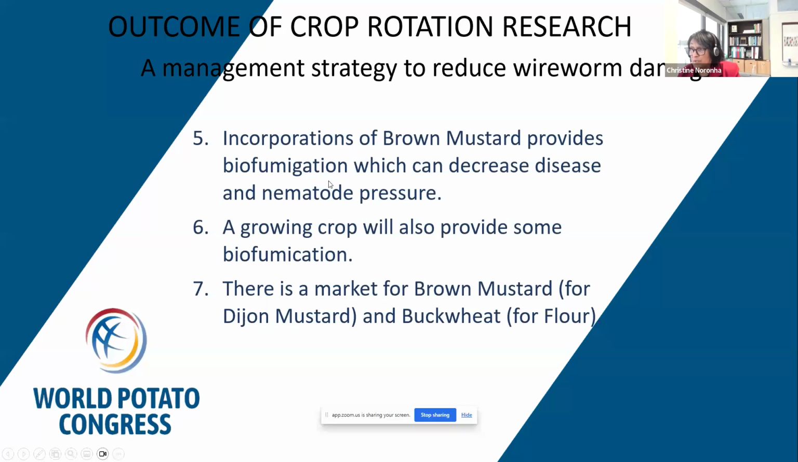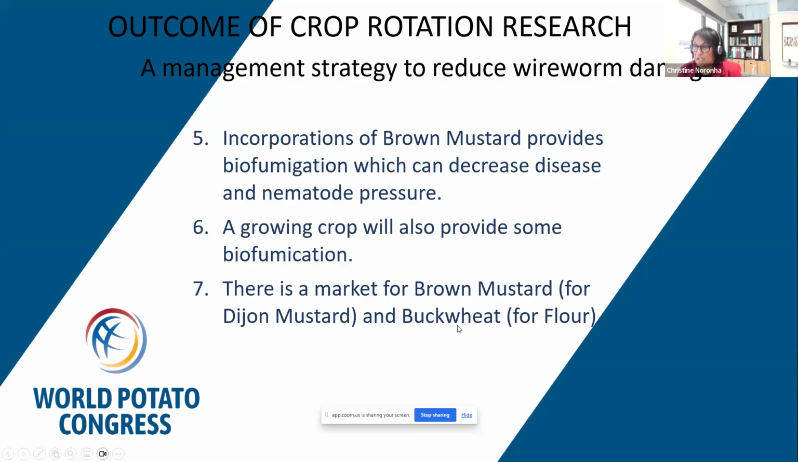Incorporating brown mustard provides biofumigation and disease control. But if biofumigation is not what is needed, then it appears that the crop itself is giving some biofumigation, as we saw in the buckwheat, that there is some level of biofumigation happening without the need to incorporate it. And there is a market for both these crops.